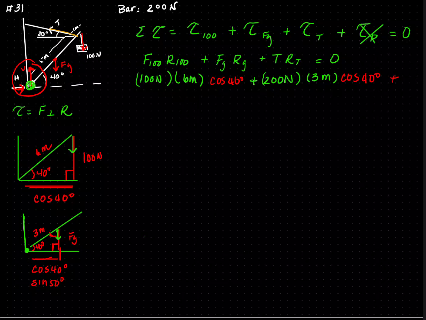Plus my T, which I do not know. And then my r is going to be 5 meters, because if you notice, it is 1 meter in from the edge of the bar. So it's 5 meters total. So I need to redraw the tension vector because it's not perpendicular. So that's my T.